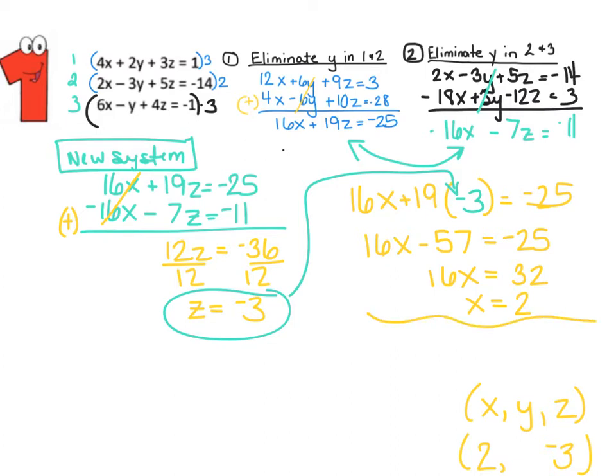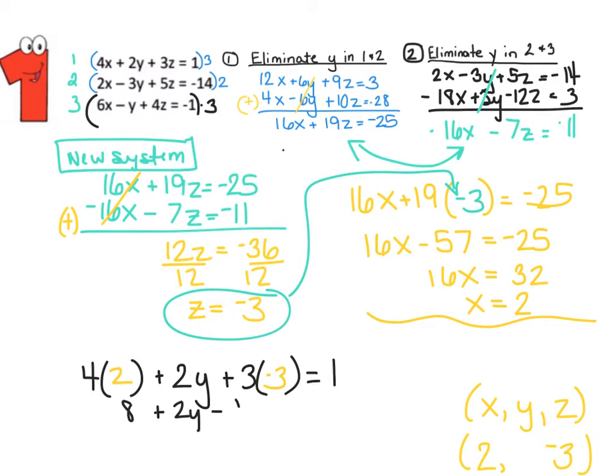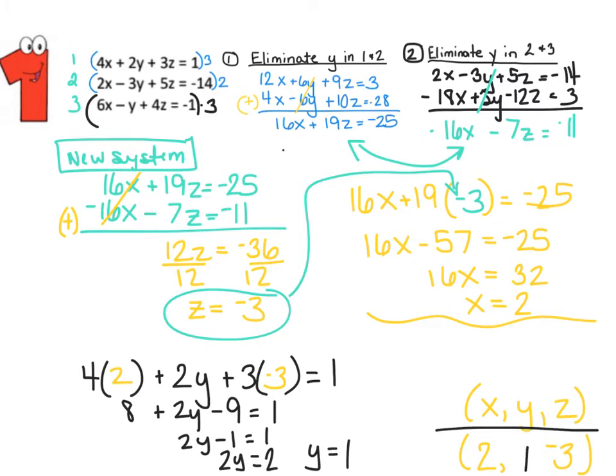Well, y would be back in one of the original equations. So I'm just going to go with the very first one, the 4x, which I now know is 2, plus 2 times y, I don't know y, plus 3 times z, which was negative 3, is equal to 1. I'm going to clean this up. That's 8 plus 2y minus 9 equals 1. Combine my like terms, 2y minus 1 equals 1. Add 1 to both sides, I get 2y equals 2. Therefore, y is 1, and there is my ordered triple.